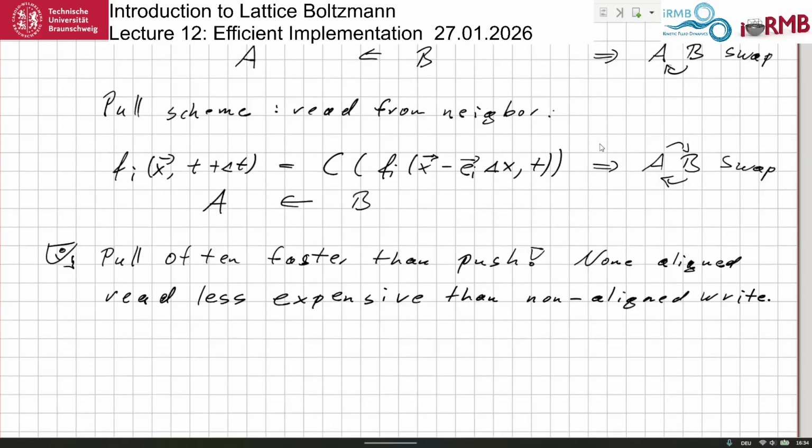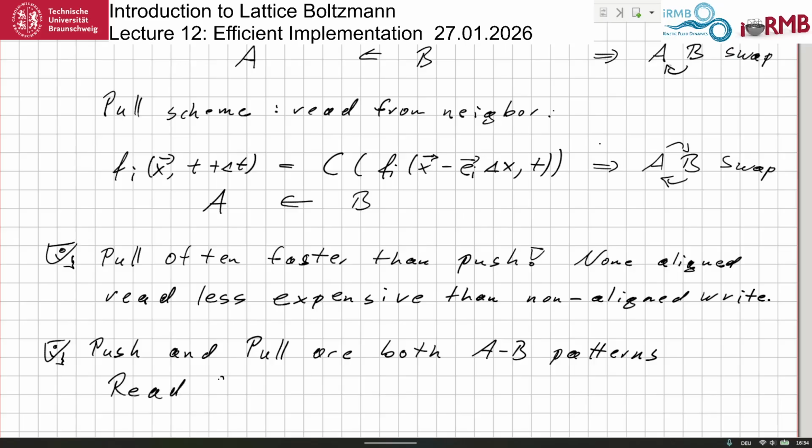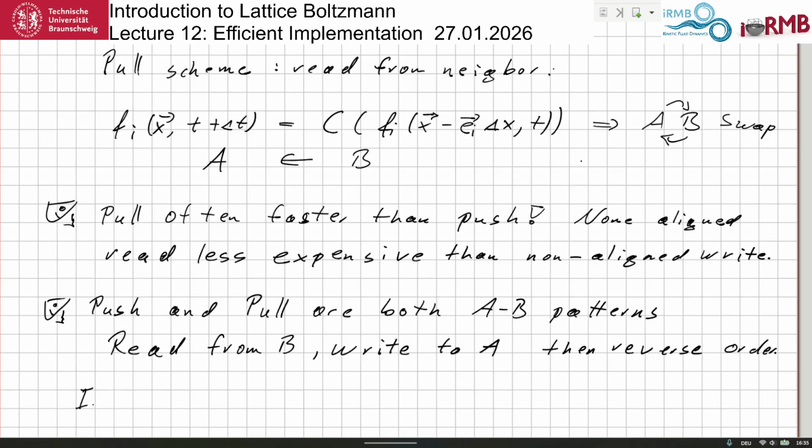Both of these things are called A-B patterns, because they have two matrices and they call them A and B. So both A-B patterns: we do a read from B, write to A, then reverse order. Okay, now there is an alternative to this, and this is called in-place streaming.